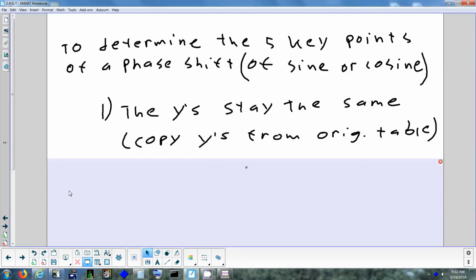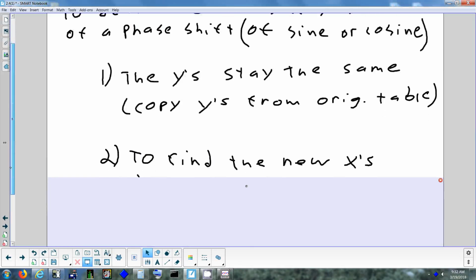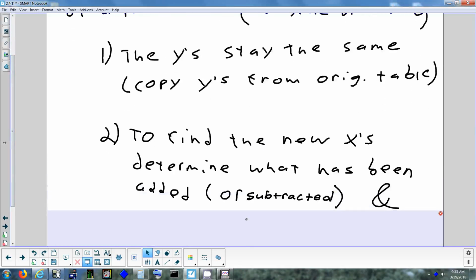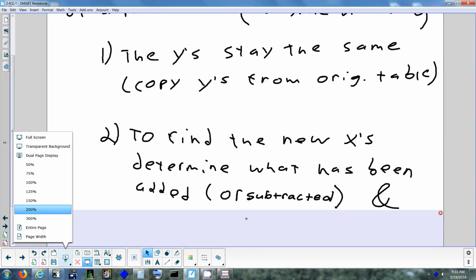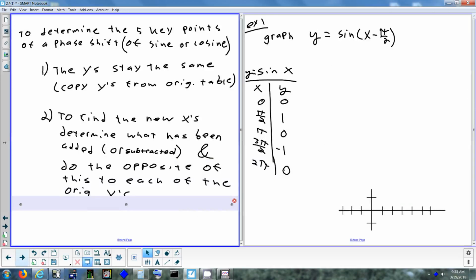So you're going to look back at the original tables I gave you, copy down the Y values, and that's it. So there's no calculation at all for the Y values. Well, if the Y's are staying the same, the X's are all going to change. Okay, first thing we want to look at is what did you add or subtract? So in this problem that we're going to do in a minute, example 1, I am subtracting pi over 2. So you identify what you're doing, but then do the opposite.